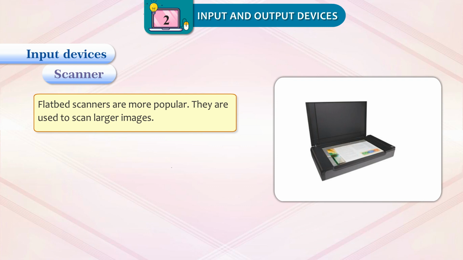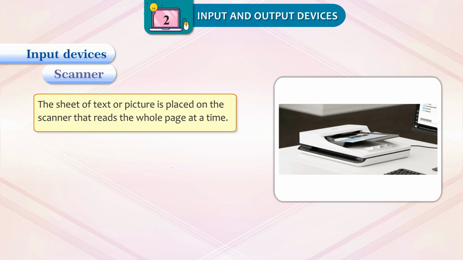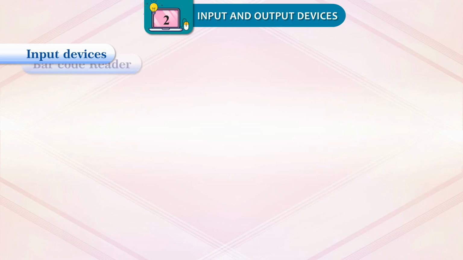Flatbed scanners are more popular. They are used to scan larger images. The sheet of text or picture is placed on the scanner that reads the whole page at a time.